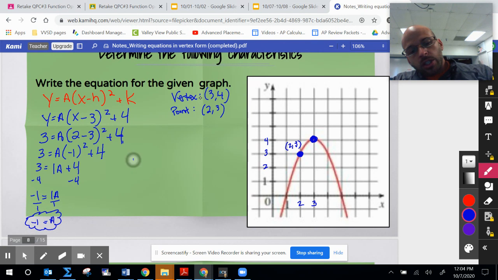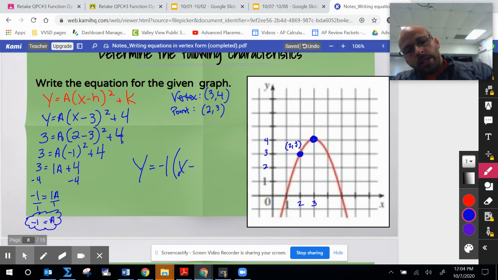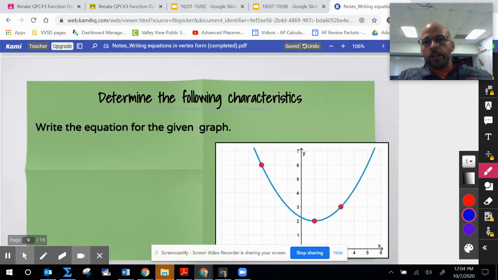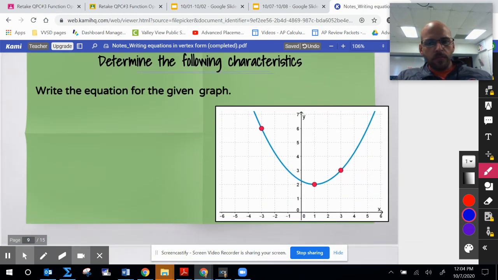So my equation for this quadratic is going to be a negative 1 x minus the vertex, which is 3. Don't forget your squared, plus 4. Again, my vertex was at 3, 4, and my a value was a negative 1. Okay? And I got about 100 more of these, so we'll do one at a time. Watch as many as you need. Okay, we'll finish up with some word problems.